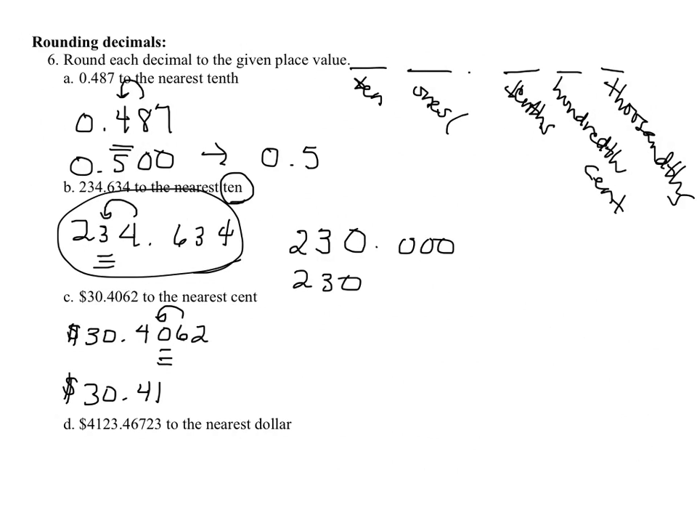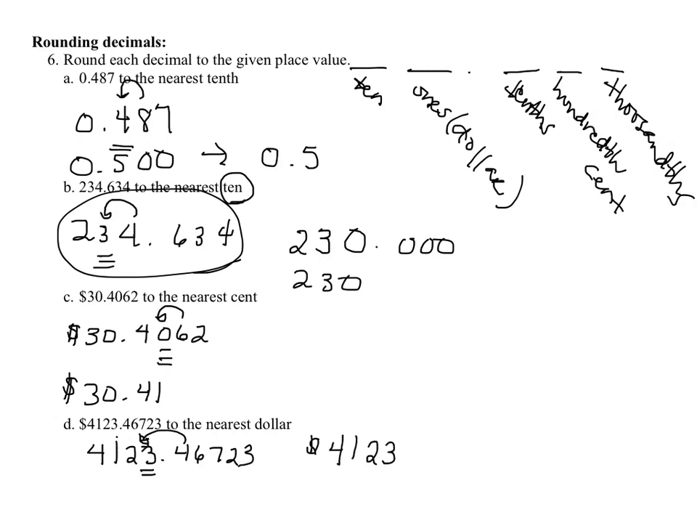So the nearest dollar is the ones place. So now we are going to round this to the nearest dollar. So I'm looking at the ones place. Let me write it out. So I'm underlining the ones place. The 4 makes this ones place, 3, stay the same. So it's going to be $4,123.